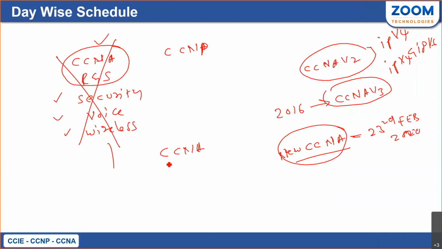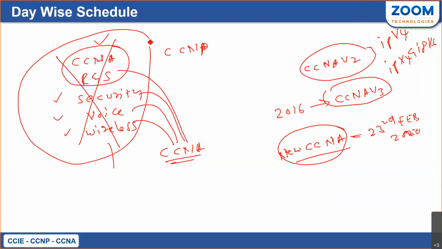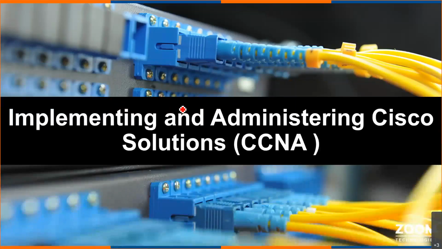What will the CCNA cover? Routing and switching, security, wireless; for all tracks, minimum basic knowledge is required, so those things are covered in the new CCNA. We don't have separate routing and switching, security, voice, or wireless now. Only one exam, only one training program, which is CCNA: Implementing and Administering Cisco Solutions. Clear?